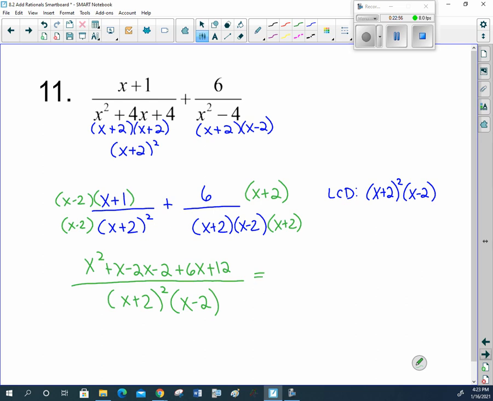Okay. And then let's start combining our like terms. So x squared, and then a positive x and a negative 2x, so that's a negative x, and a plus 6x, so that's plus 5x, and then a negative 2 and 12 is plus 10 over, as our common denominator there. So x squared plus 5x plus 10 divided by x plus 2 quantity squared times x minus 2.